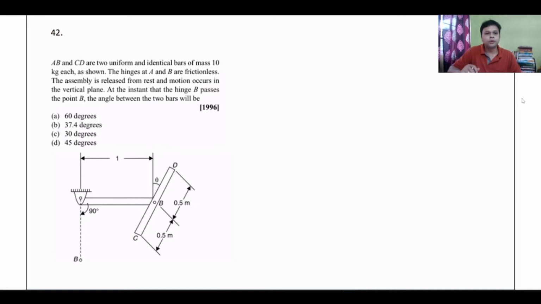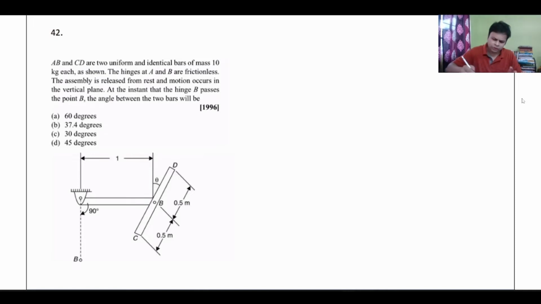That is question number 42. AB and CD are two uniform identical bars of 10 kg each as shown. The hinges at A and B are frictionless, so there is no friction. The assembly is released from rest and the motion occurs in the vertical plane. At the instant the hinge B passes through the point B, the angle between the two bars will be.